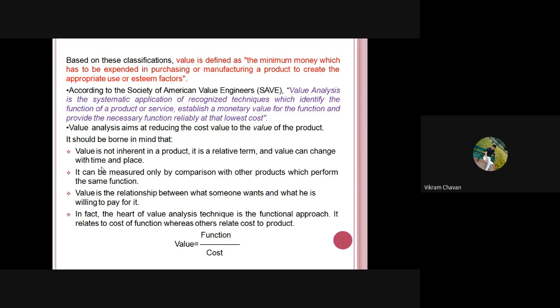Therefore, value is equal to function divided by cost.